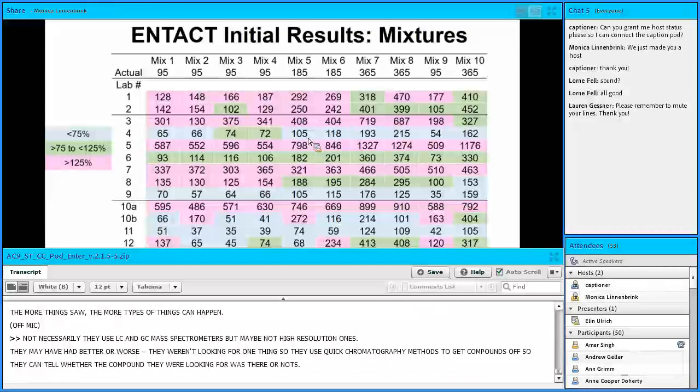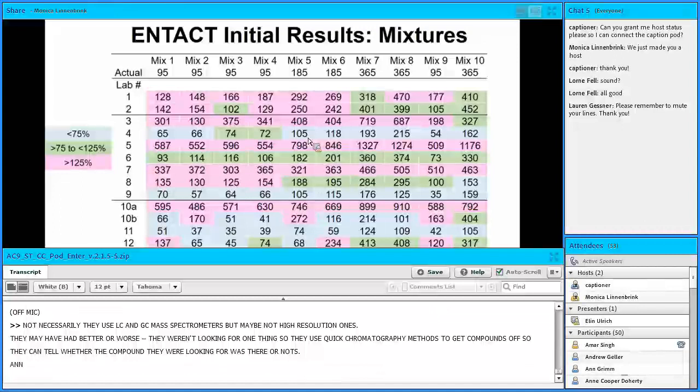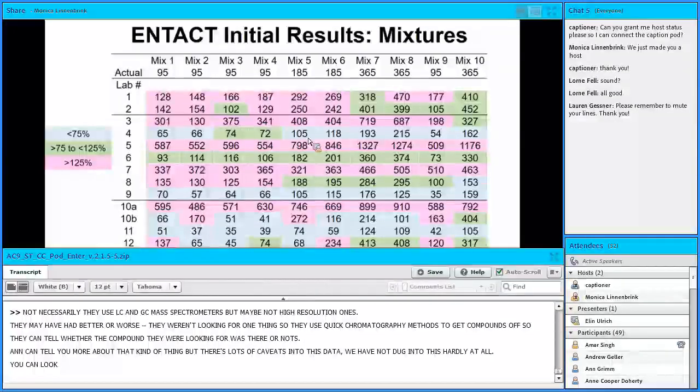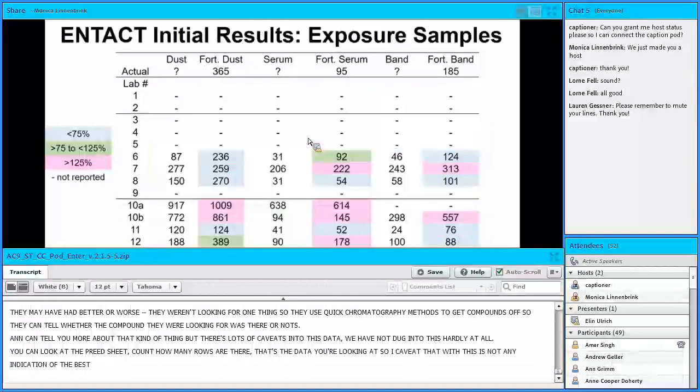So Anne can tell you a lot more about that sort of thing, but there are lots of caveats with this data. We've really not dug into this hardly at all. This is something that's really easy to do. You look at a spreadsheet, you count how many rows are there. That's the kind of data you're looking at. So, like I said, I just wanted to caveat that this is not any indication of the best method at this point.